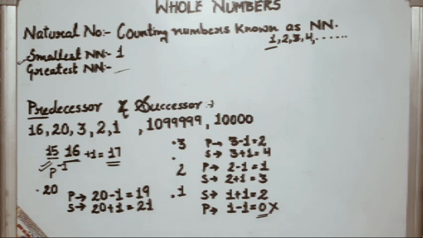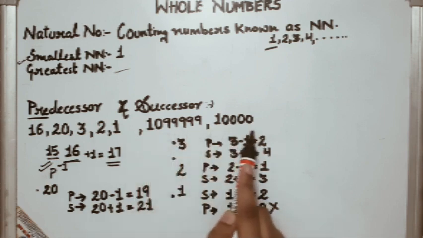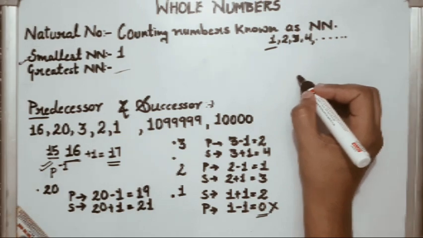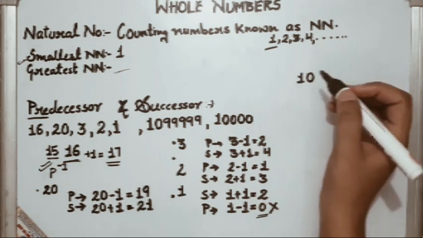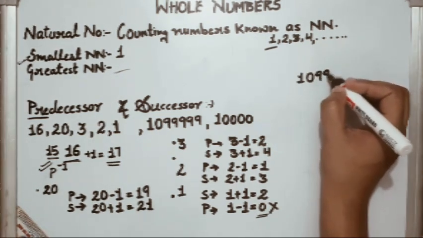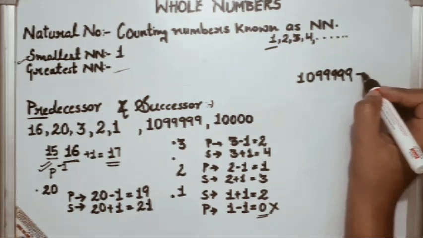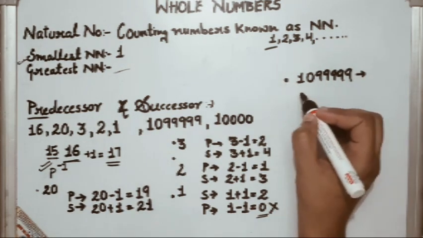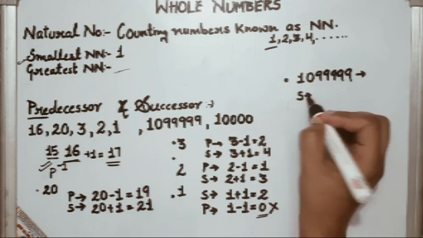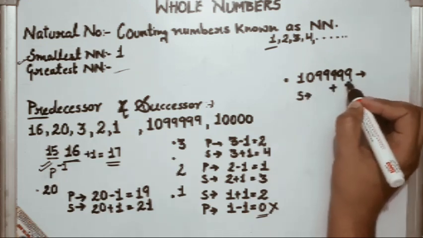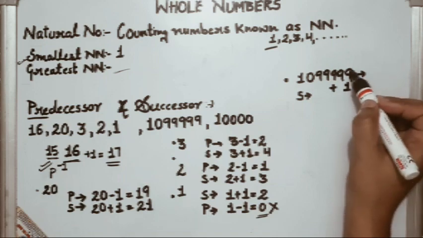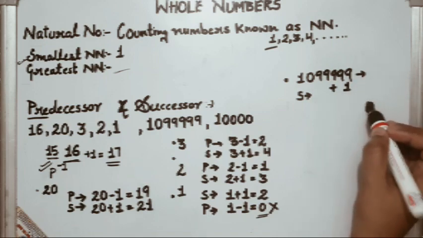Okay? Now let's take the 2 example. These numbers are bigger than these given ones. So let's see. Now the number is 1 0 5 9 9 9 4 5. Now let's see about its successor. You have to just add 1 to it.